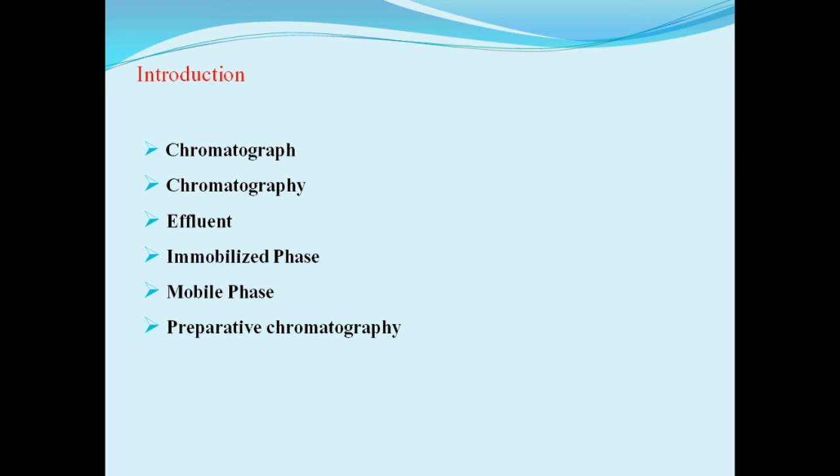Next, chromatograph. A chromatograph is equipment that enables a sophisticated separation, for example gas chromatographic or liquid chromatographic separation. Chromatography. Chromatography is a physical method of separation in which the components to be separated are distributed between two phases, one of which is the stationary phase, while the other, the mobile phase, moves in a definite direction. Effluent. The effluent is the mobile phase leaving the column.